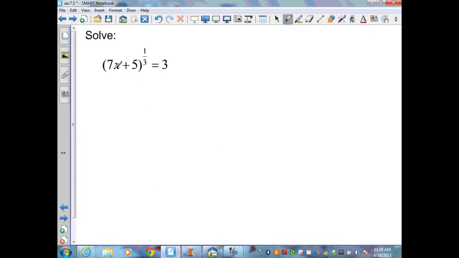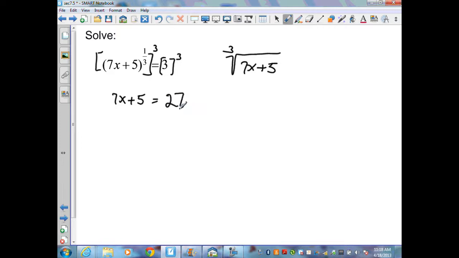Here I want to solve 7x plus 5 to the 1/3 power equals 3. Recall that we know to the 1/3 power, that is the cube root of 7x plus 5. I always think it's easier to see the fraction, therefore I know what to raise that to a power to get that exponent to be 1. Here, since it's 1/3, I'm going to raise both sides to the 3rd power, or cube each side. When I do that, 3 times 1/3 is going to give me 7x plus 5, which equals 3 cubed, 27.